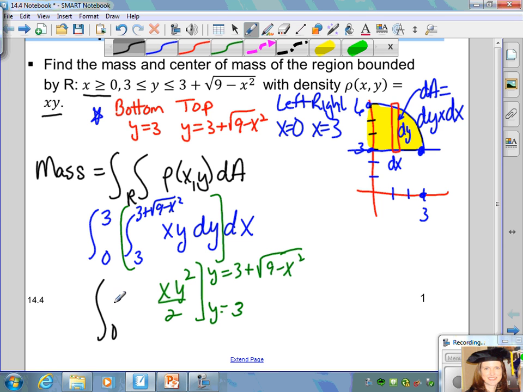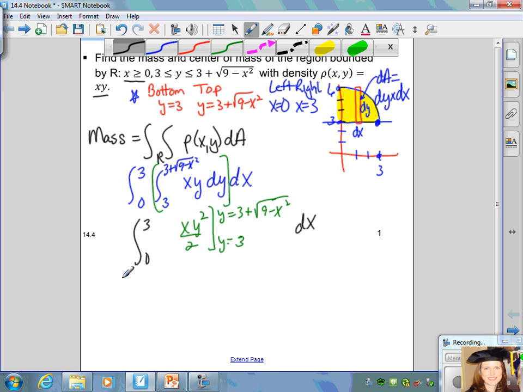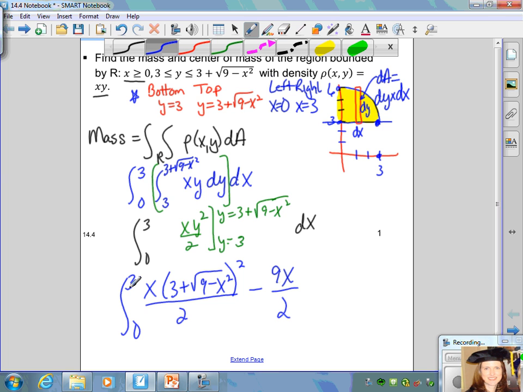And then we would evaluate that and set that up as a single integral dx. Let's continue on. When we substitute in the upper bound, we replace the y with the upper bound to get x times the quantity 3 plus the square root of 9 minus x squared, squared, all divided by 2, minus what you get when you plug in 3. For y, 3 squared is 9, so this is the same thing as 9x over 2. So this is now a single integral from 0 to 3 of this entire quantity dx.